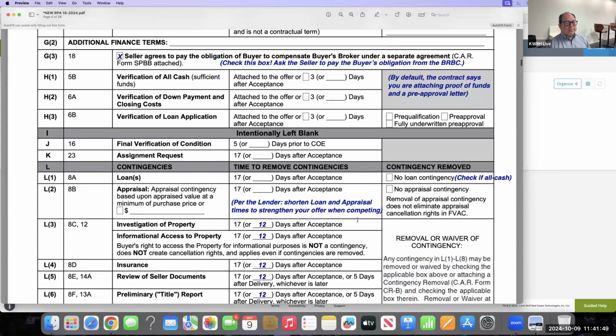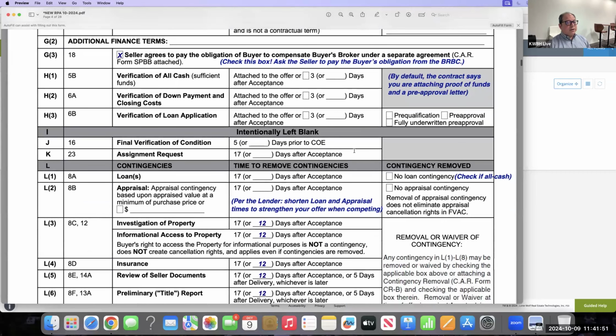Okay, let's keep going. Final verification. Oh, by the way, I don't want to skip. The default is that you are going to be attaching proof of funds and attaching your loan approval. If you check this box, you can say, well, I'm not going to give it to you till the offer is accepted. I don't know many agents that are going to play ball, but maybe. If you're the only game in town, you can ask for whatever you want. If you're competing with other buyers, you need to flex and do your best to get your offer accepted.